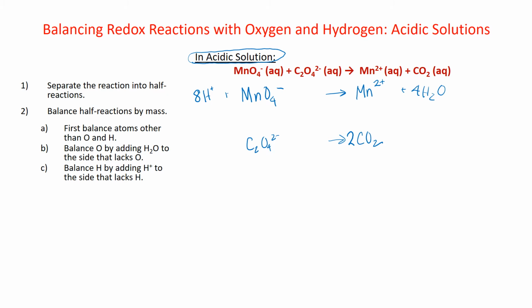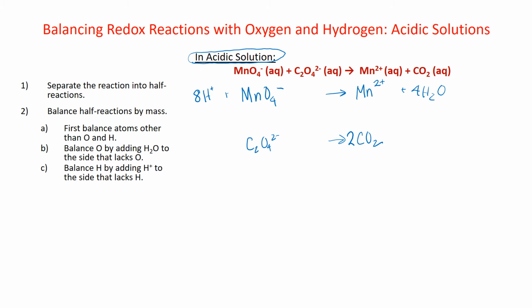Now, this first half reaction is balanced in terms of everything. We've got 1 manganese and 1 manganese. We've got 4 oxygens and 4 oxygens in the water. We've got 8 hydrogens on the left and 8 hydrogens on the right.